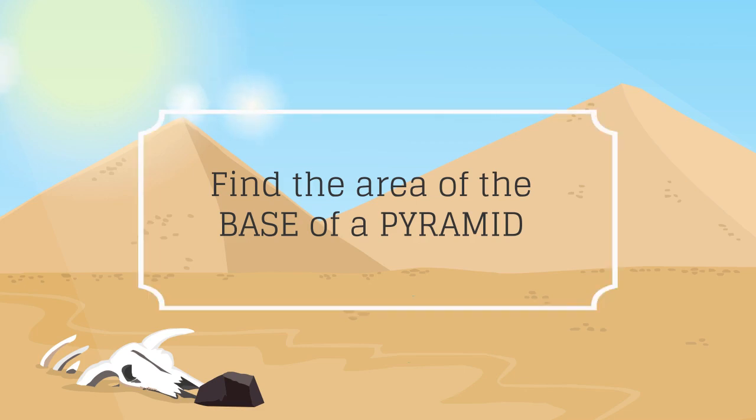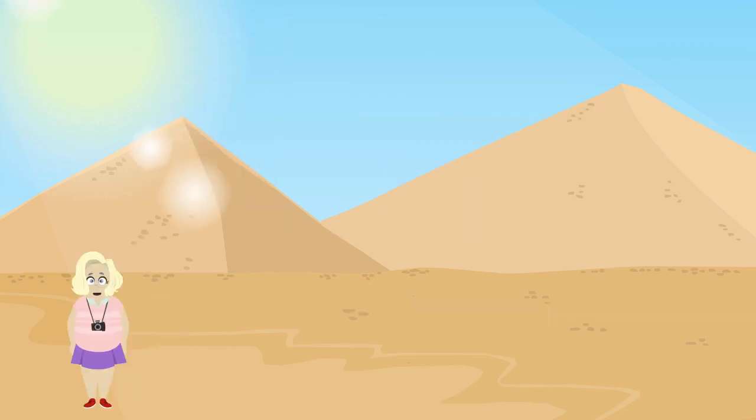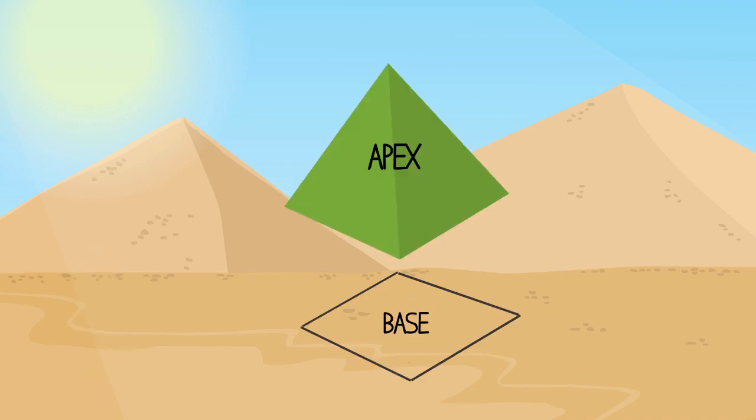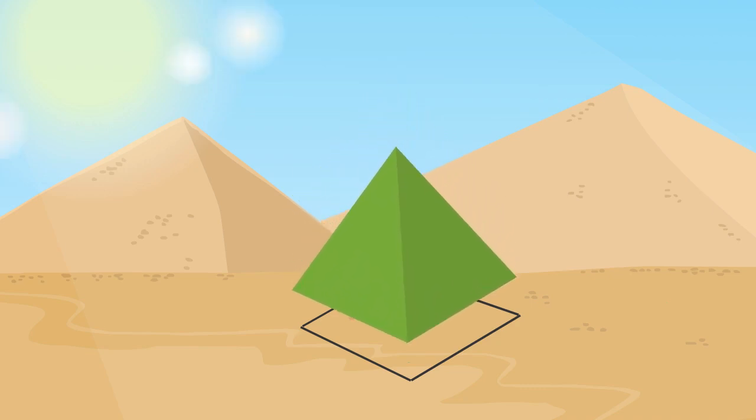Find the area of the base of a pyramid. Doesn't that sound like a really hard geometry problem? It's not, I swear, it's really easy. A pyramid is made by connecting a base to an apex. Seriously, calm down. All that means is that a pyramid is made by connecting the bottom to the top.